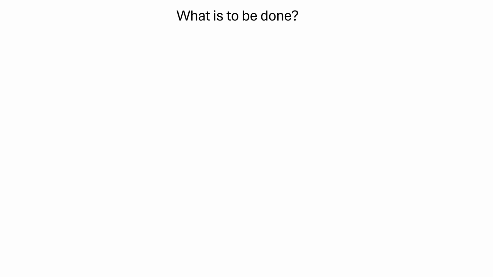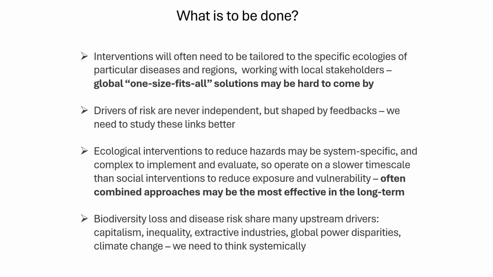So I guess reflecting on all of this, what are the next steps, and what can we do to bring all of this knowledge forwards into thinking about how we might intervene better? One of the things we've learned from trying to tackle these questions in a multi-disease way is that interventions will often need to be tailored to the specific ecologies of particular diseases or regions, working with the local stakeholders and affected communities who really understand what those risks and challenges are. And global one-size-fits-all solutions for zoonotic risks might be hard to come by.